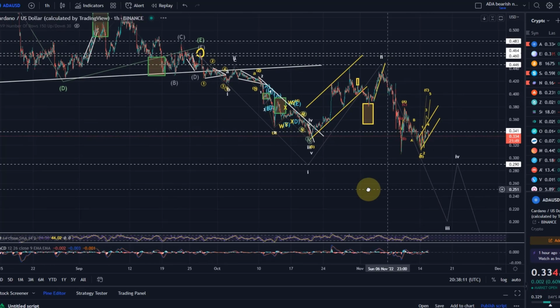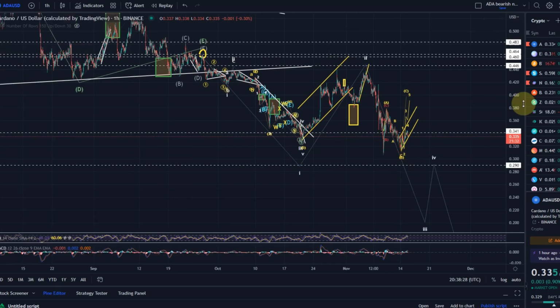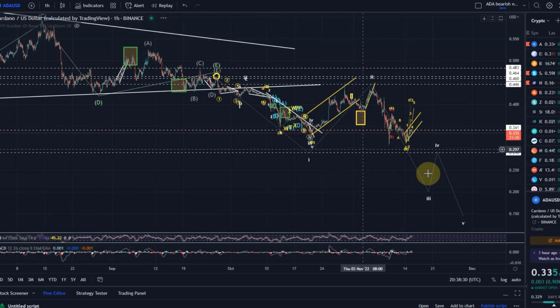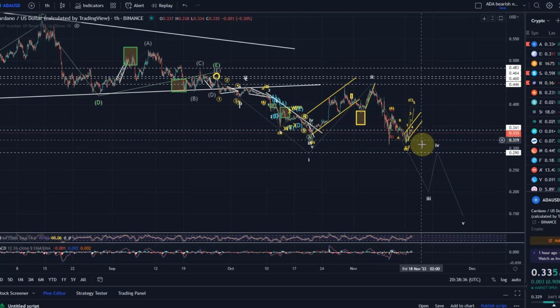I would really like to see at least one more low for ADA. I think it would be good to reach the 88.7% FIB level, which is in the region between 29 and 30 cents. We've missed that briefly, so my view is still that ideally we are going to see one more low. Depending on how we count this, it could come all the way down, maybe even to 15 cents.